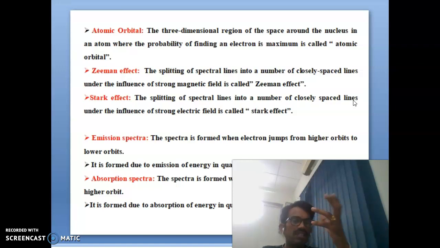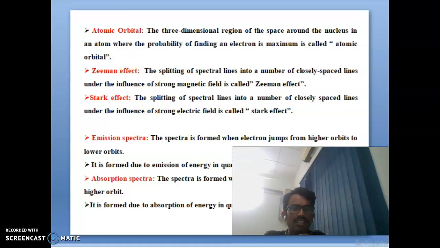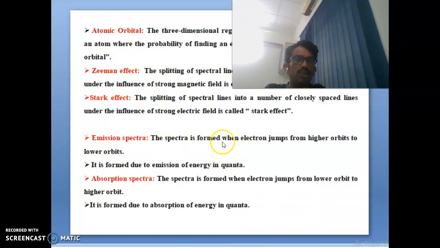What is the difference between the Zeeman effect and the Stark effect? The Zeeman effect is the splitting of spectral lines influenced by a magnetic field, and the Stark effect is the splitting of spectral lines under the effect of an electric field. That is the major difference between the Zeeman effect and the Stark effect. Next one, what is the emission spectra? The spectra formed when an electron jumps from a higher orbital to a lower orbital is called emission spectra.